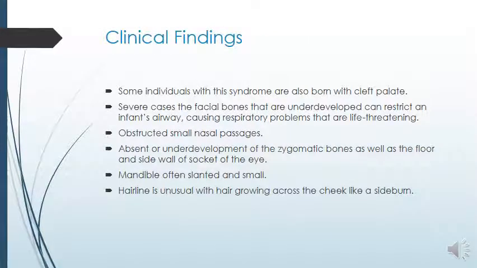In looking at the clinical findings of Treacher-Collins syndrome, some individuals are also born with cleft palate. In severe cases, the facial bones that are underdeveloped can restrict an infant's airway, causing respiratory problems that are life-threatening. Also, there can be obstruction of the small nasal passages. There is an absence or underdevelopment of the cheekbones, or zygomatic bones, as well as the floor and side walls of the sockets of the eye. The mandible is often slanted and small, and the hairline is unusual, with the hair growing across the cheek like a sideburn.